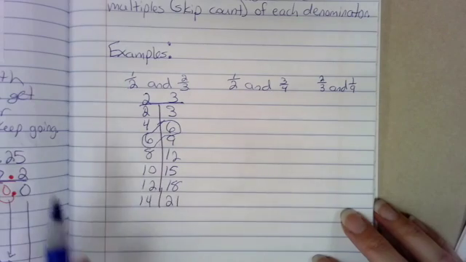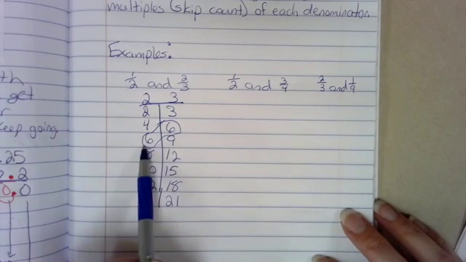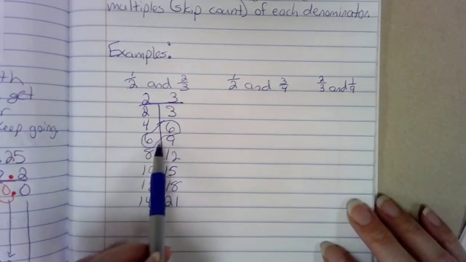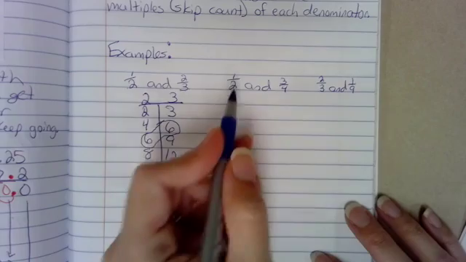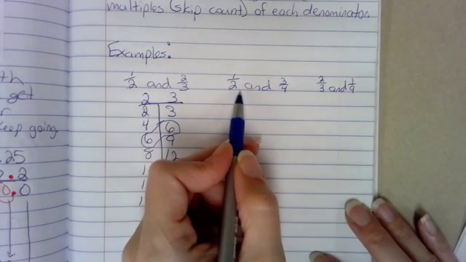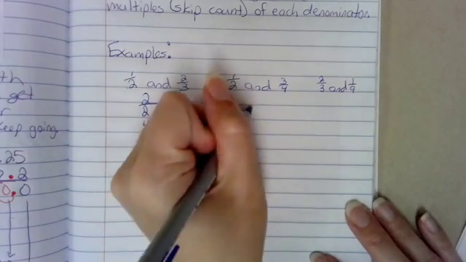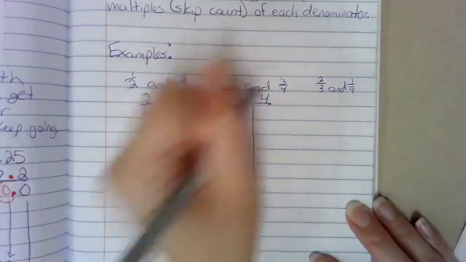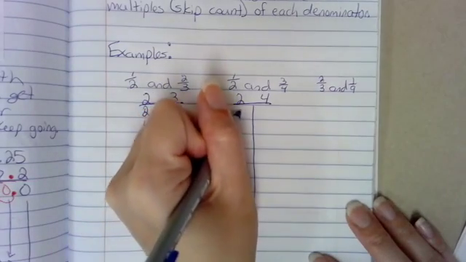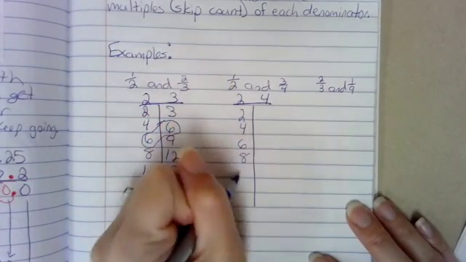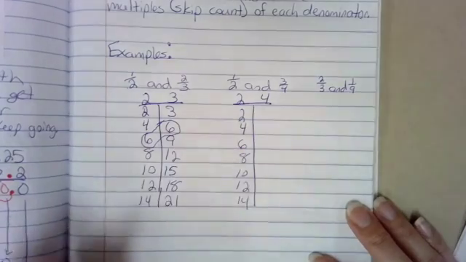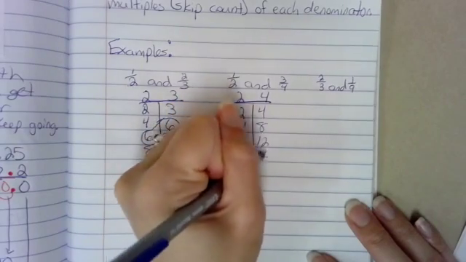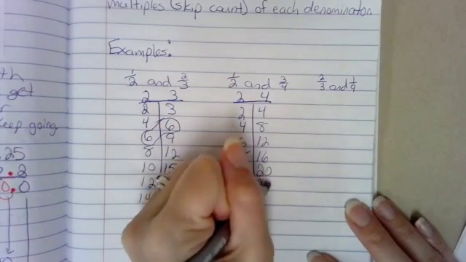Now, in the next video, I'm going to show you what we're going to do with that least common denominator. But for right now, you just need to understand how to get the least common denominator. All right, I'm going to do the same thing with our next example. The denominators are 2 and 4. I'm going to make a T-chart. 2 and 4. I'm going to skip count by 2s. 2, 4, 6, 8, 10, 12, 14. I'm going to skip count by 4s. 4, 8, 12, 16, 20, 24, 28.